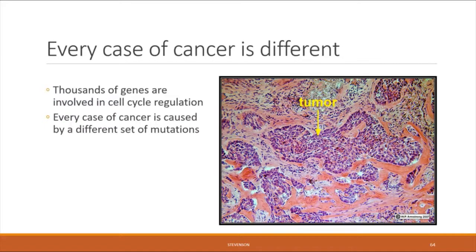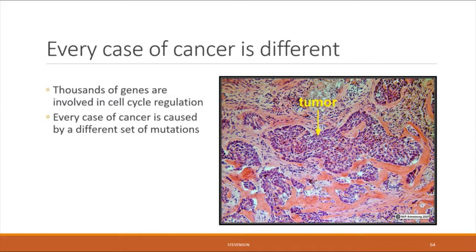So if we have this understanding of cancer, why haven't we cured it? The reason is because every case of cancer is different. There are literally thousands of genes involved in regulating the cell cycle and producing these tumor suppressor proteins. And every case of cancer is caused by a different and unique set of mutations, which results in the tumor growth. But the thing that they have in common is that all of them exhibit out of control cell division because the cell cycle is not being regulated properly with these checkpoints.